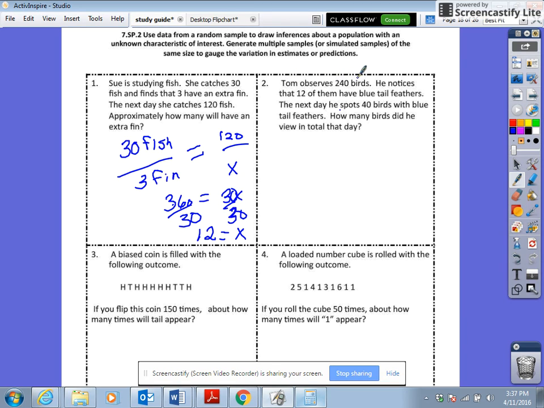Tom observes 240 birds, and he notices that 12 of them have blue tail feathers. The next day, he spots 40 birds with blue tail feathers. How many birds did he view in total that day? I honestly do not know why this question is here, except for the fact that it says, how many birds did he view in total that day? I think it's trying to trick you. It says he observes 240 birds, then he spots 40 birds. This 12 of them having blue tail feathers had nothing to do.